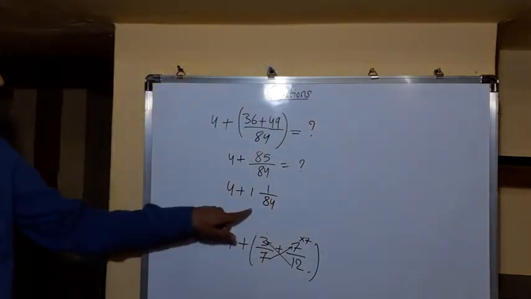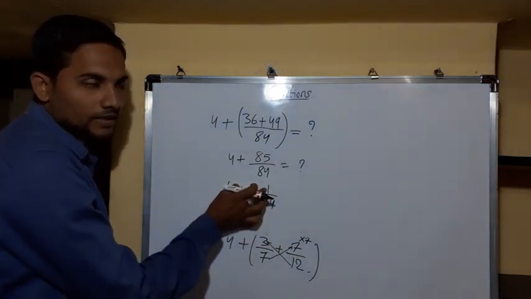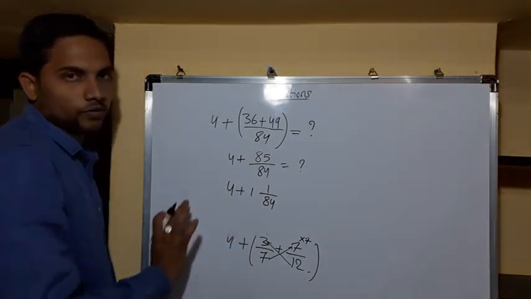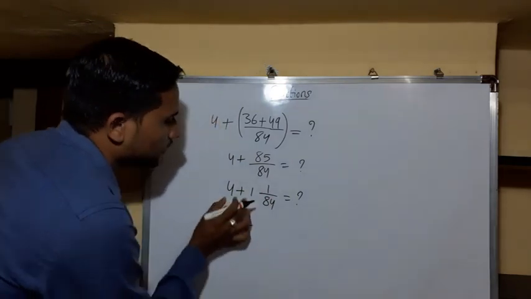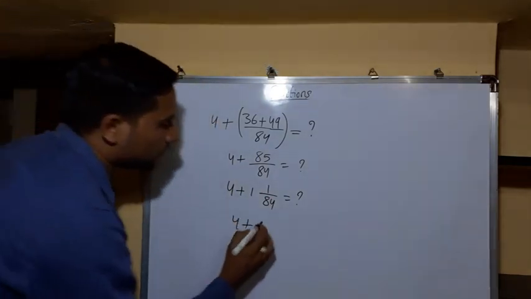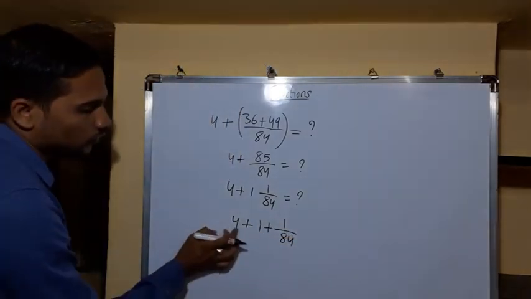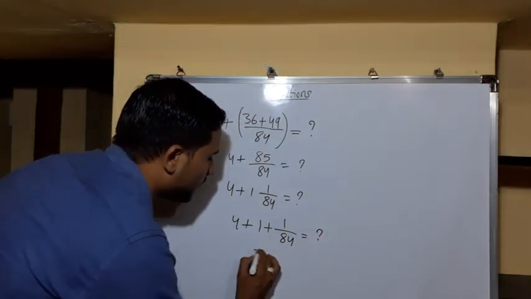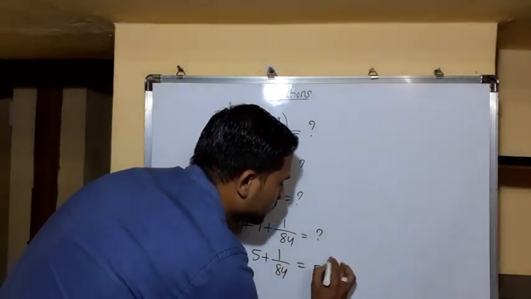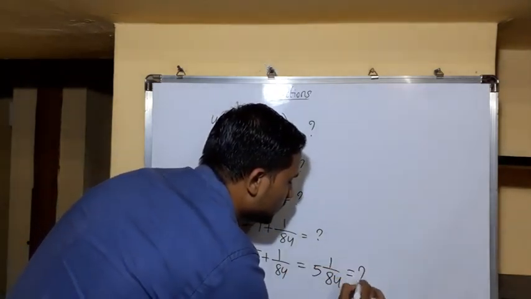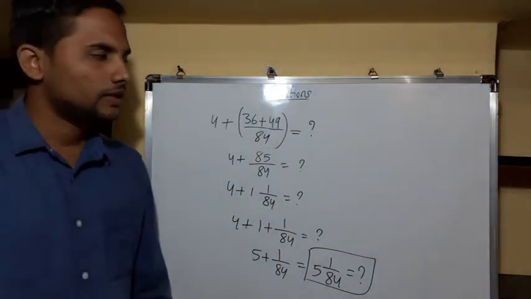Is it correct? See here friends, cross check. 84 ones are 84 plus 1, it is 85. So 85 by 84. Understood? 4 plus, see this is a mixed fraction rule. So we have to split the term. 1 plus 1 by 84. So 4 plus 1 is how much? 5. 5 plus 1 by 84. This is nothing but 5 integer 1 by 84. Understood friends? 5 integer 1 by 84.